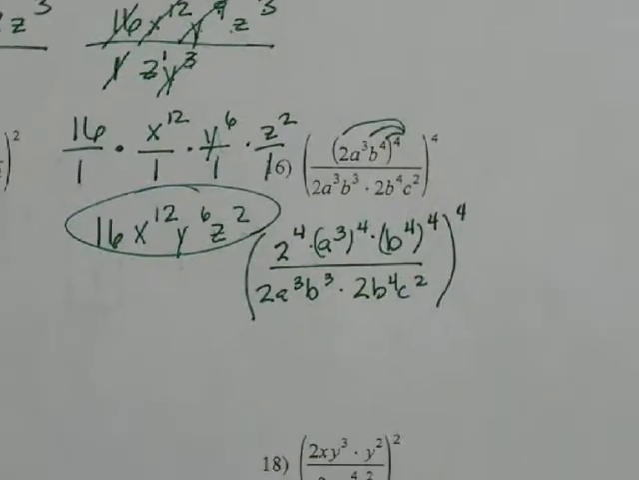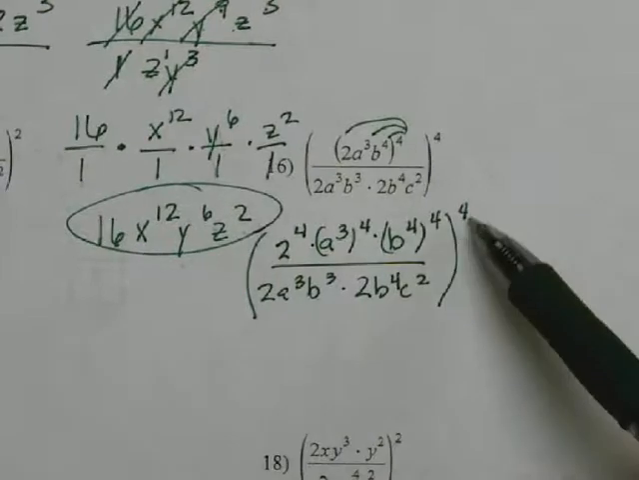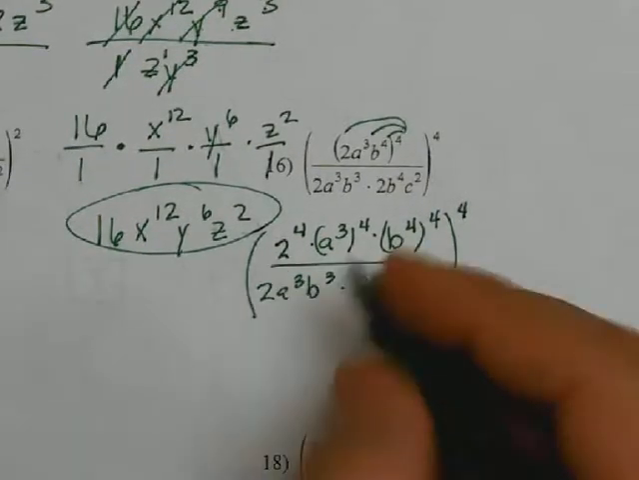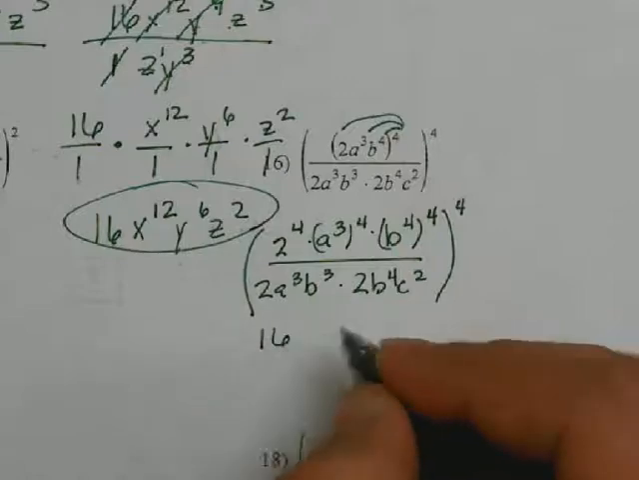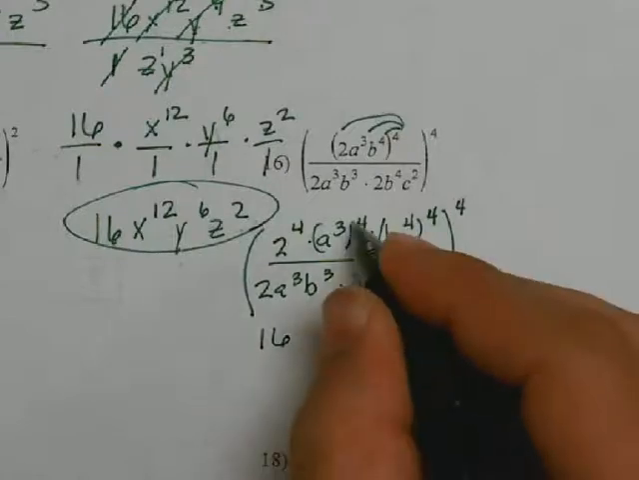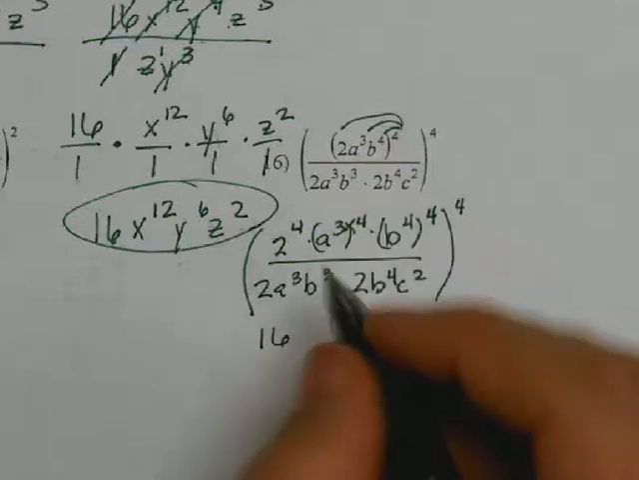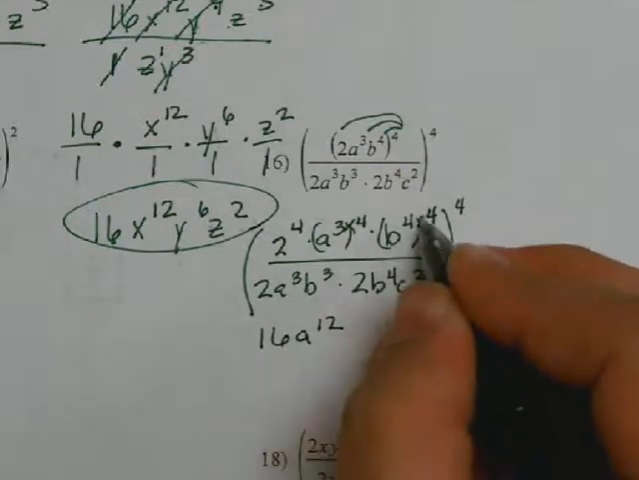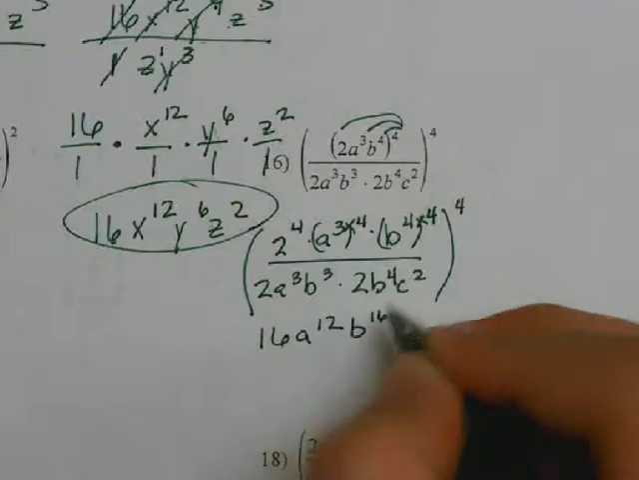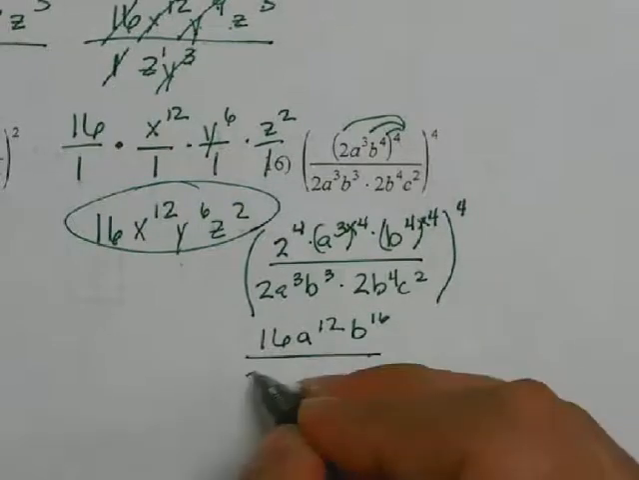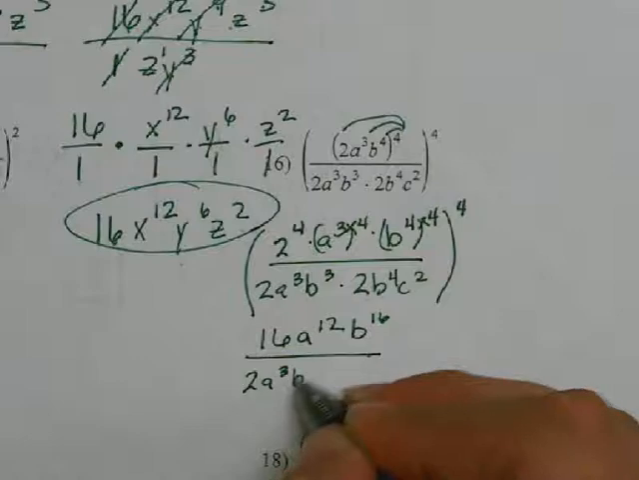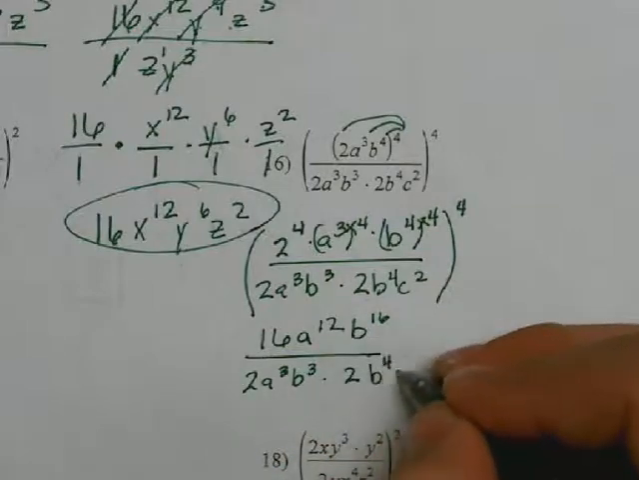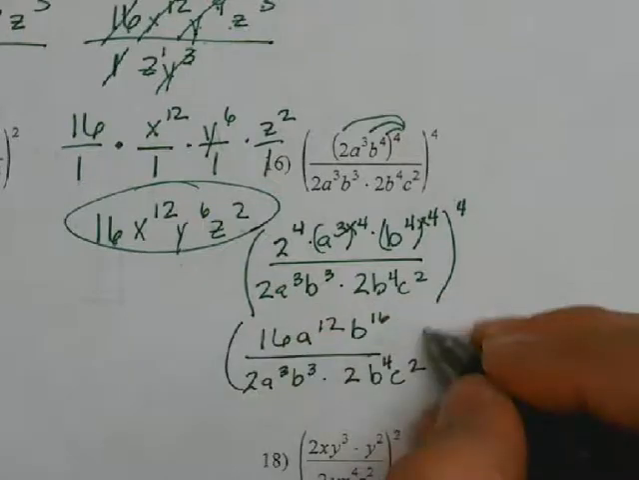Now before I deal with this exponent out here to the outside, I'm going to simplify this. So 2 to the 4th power is 16, and then this is a power of a power. 3 times 4 is a to the 12th power, and then b, power of a power, b to the 16th, and that's all going to be over 2a cubed b to the 3rd times 2 b to the 4th c to the 2nd, and all of that is to the 4th power.